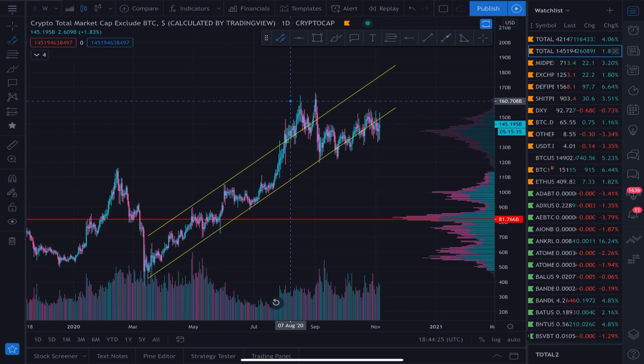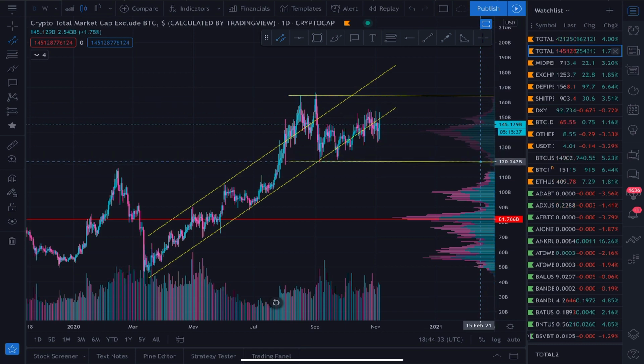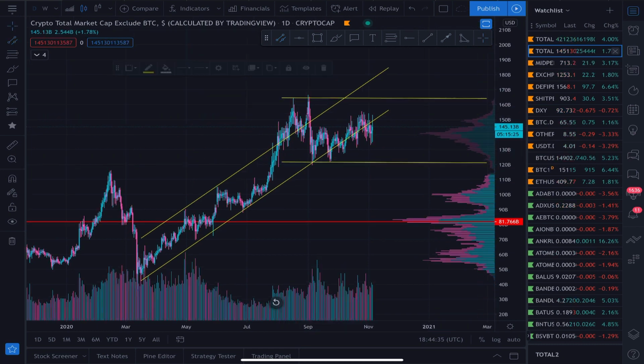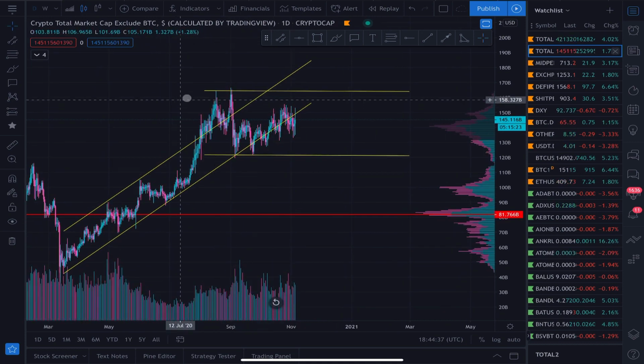So we can draw another channel here. This is the buyer's climax. So we got a change of character here. And now we're just going to see what happens. So we need to analyze this price action here. So we are coming out of the channel. This is a bearish retest of the channel.